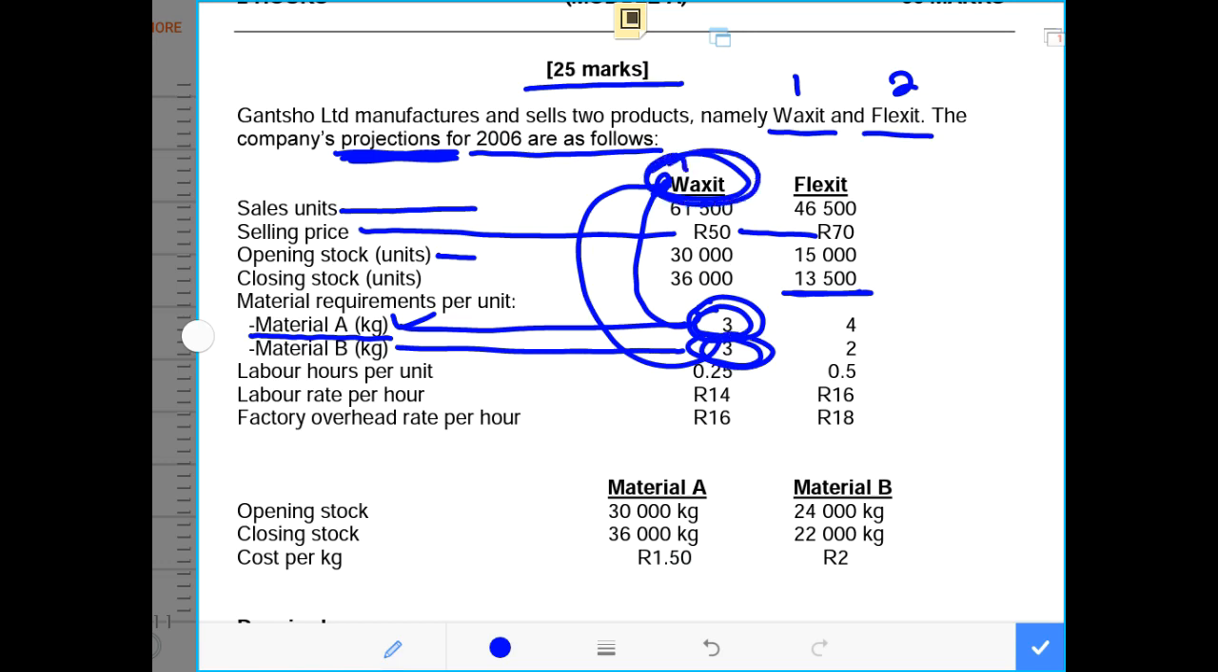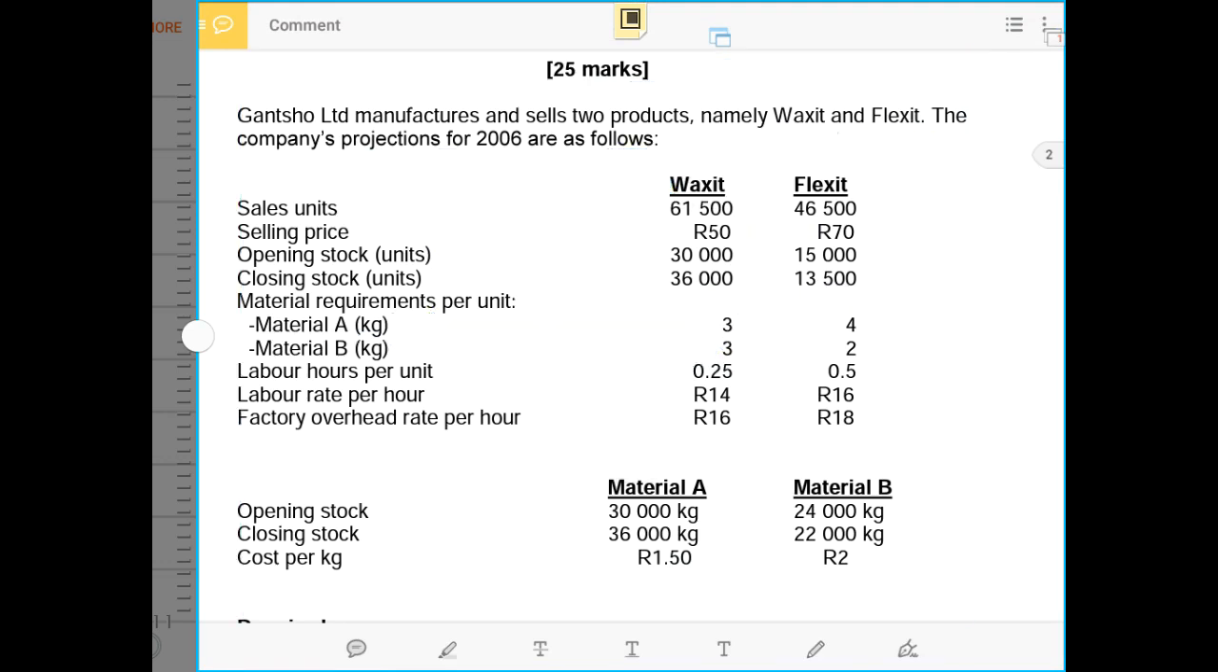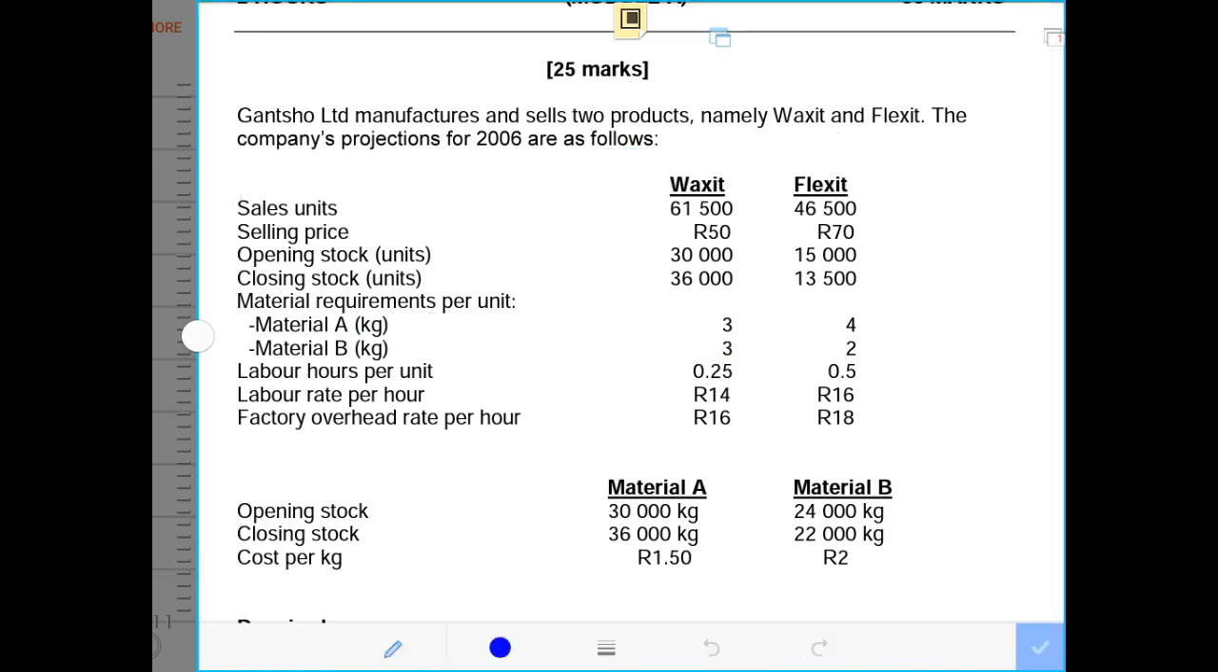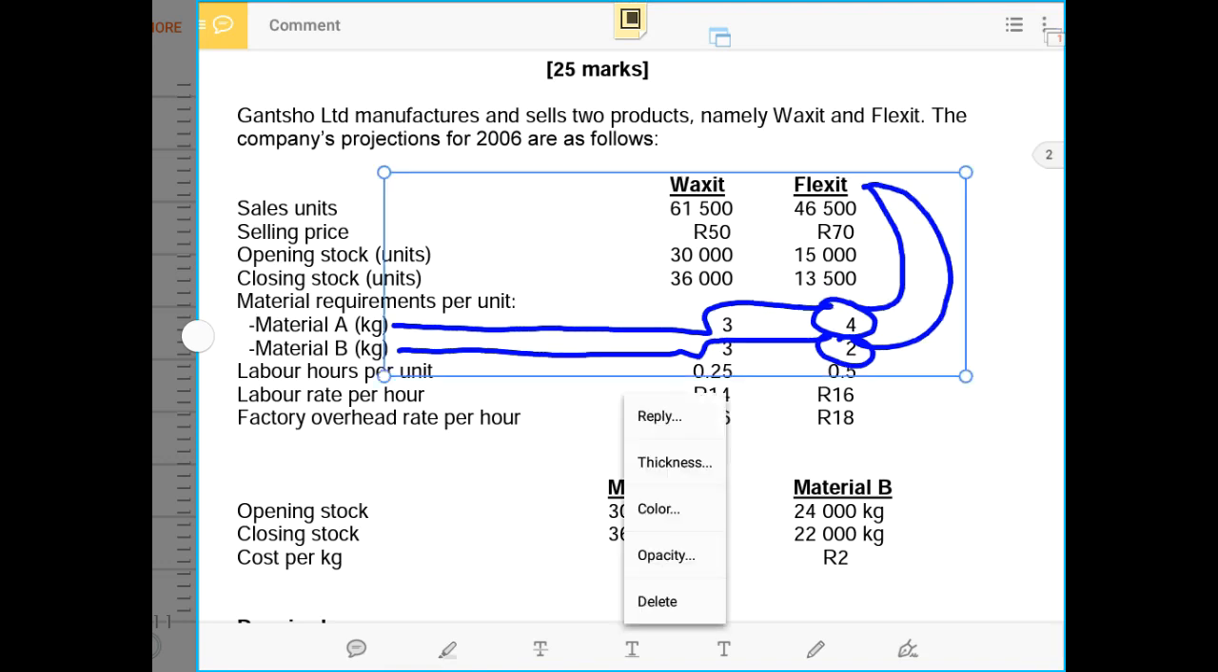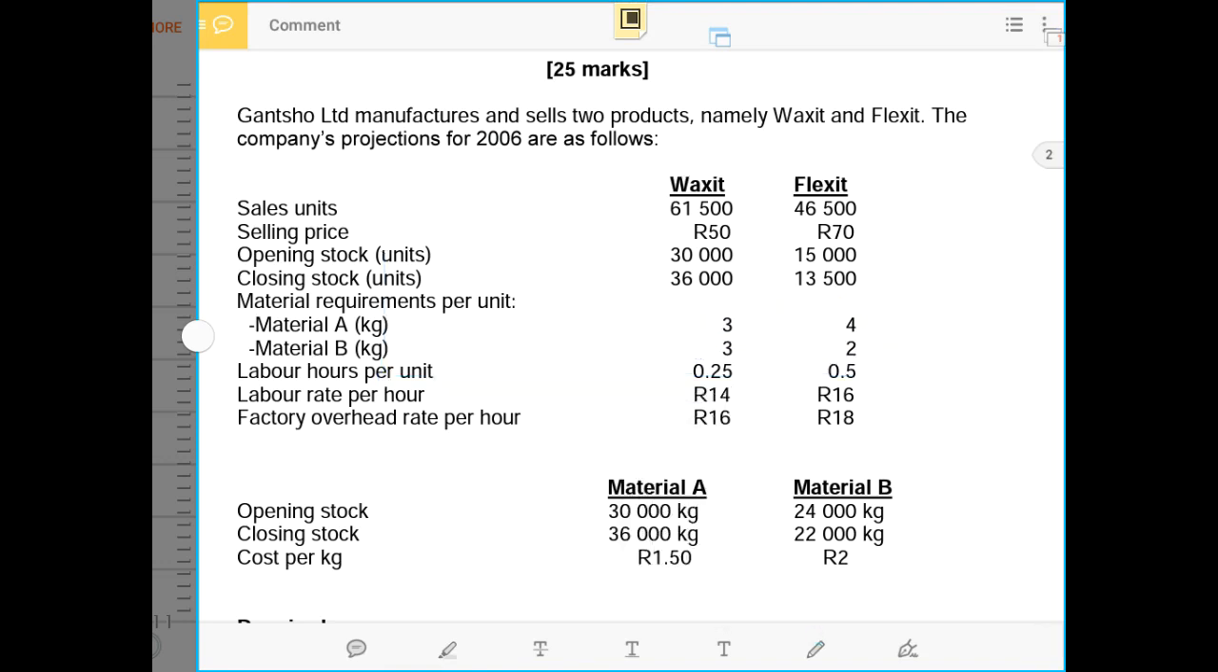And above that, we have other kgs per unit that are required in terms of material. They say for material A, we need 4 kgs in order to do product Flexit, and we also need 2 kgs of material B in order to complete product Flexit. So now that means all these products need 2 materials, which is material A and material B, at different kgs per unit. And this becomes very crucial.